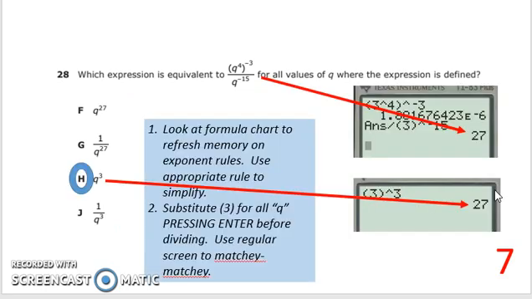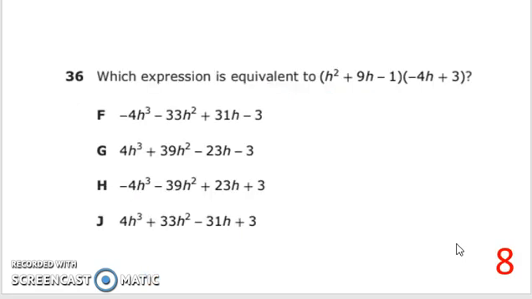If you substitute in parentheses 3, notice that in the upper screen, this one right here is what I get when I do the question. Make sure you press enter after you finish typing in the top. And notice I get 27, and then I come over here and put in parentheses 3 here, and notice that I'm playing matchy-matchy on the regular screen. You could also do this with your formula chart.